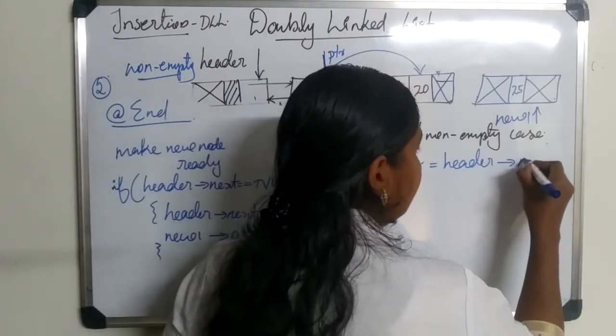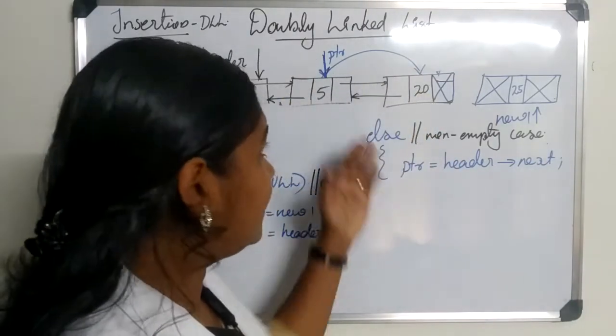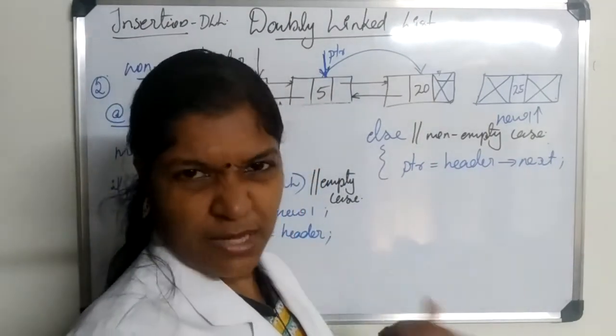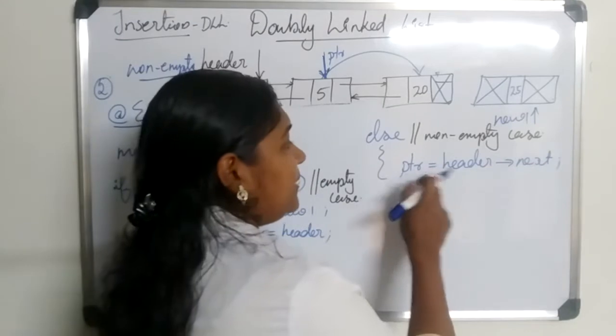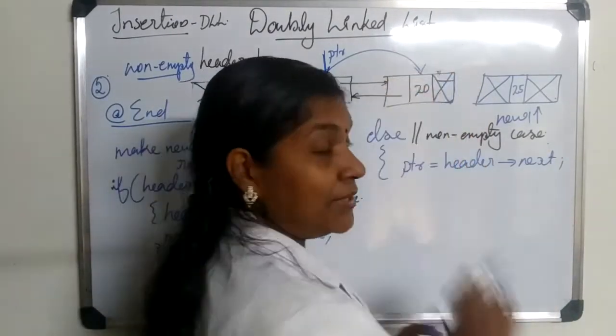Header dot next. I need not explain it again and again, right? Because we have performed all these operations in our single linked list also. So right now we can move a little bit faster. So ptr is equal to header dot next. Then you traverse ptr to reach the last node.